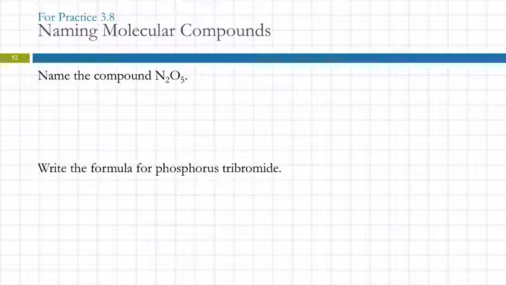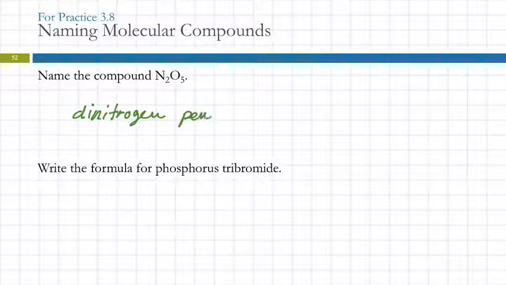I can use prefixes. So this is nitrogen. What prefix do I put in front of it? Di for 2. So that's dinitrogen. And then for the oxygen, I've got 5 of them. Penta. And then oxygen is acting like the anion, so it changes the ending of its name.